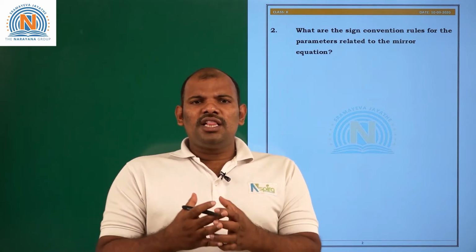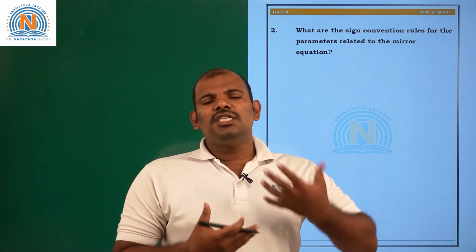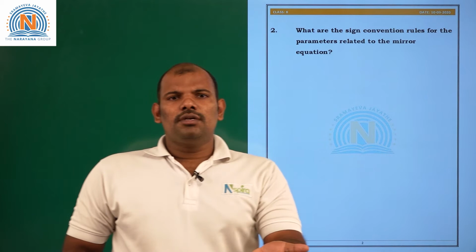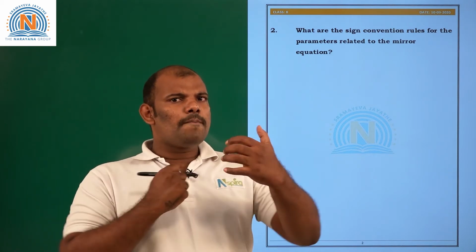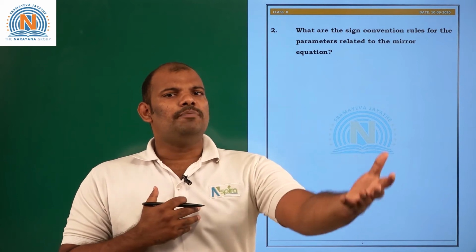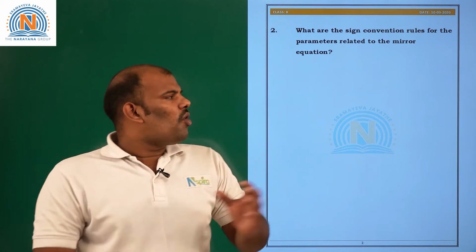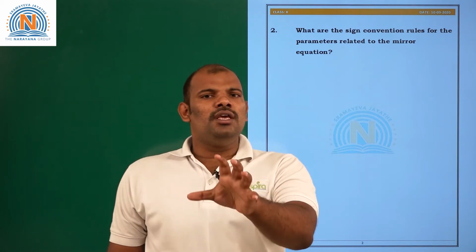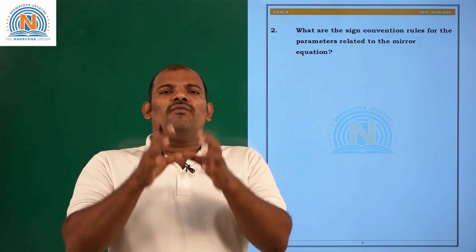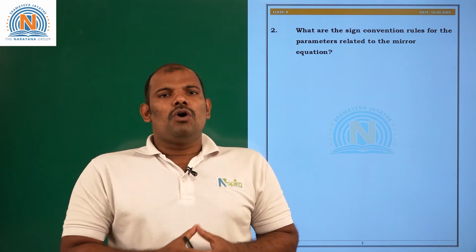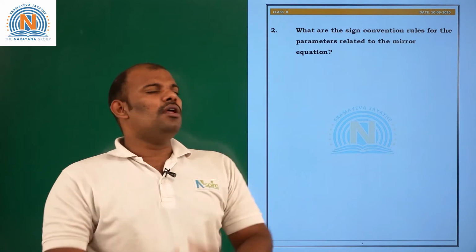So image distance is nothing but the distance from pole to image. Object distance is the distance from pole to object. So if you observe here, as I am measuring the distance from pole to object and pole to image, my first point for sign convention is the distance. All the distances should be measured from pole of the mirror.